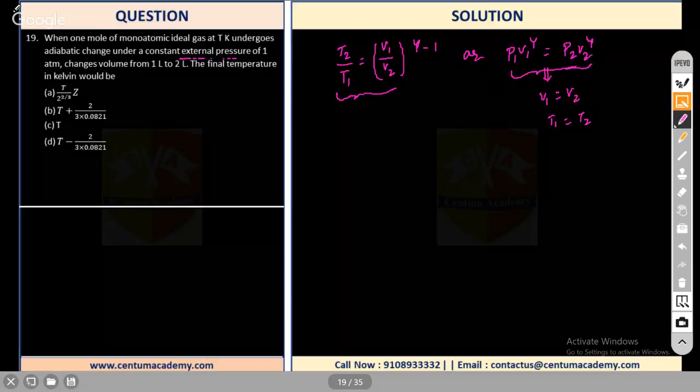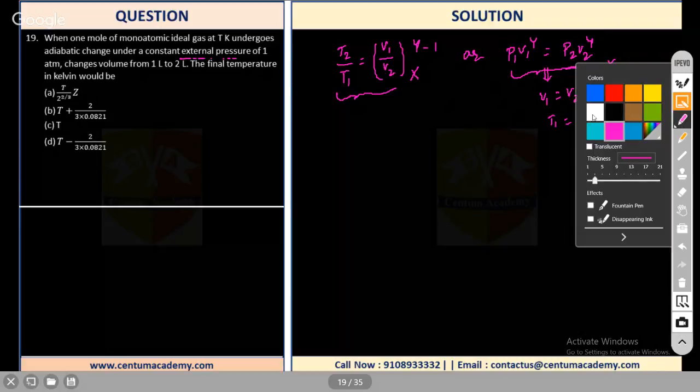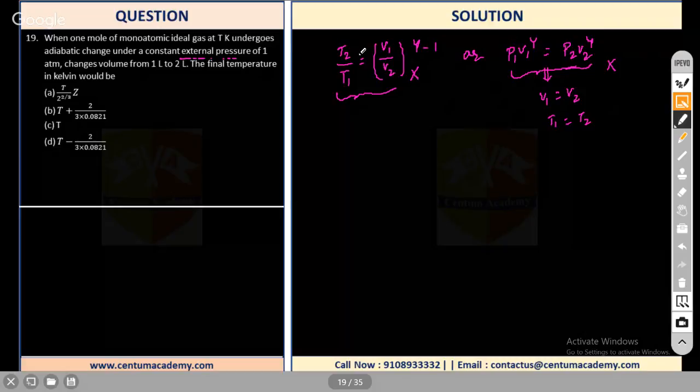Correct? But since there is an adiabatic change with a change in volume also, the temperature cannot be the same. And that is why we cannot use this expression here. Even this we cannot use. We can use this expression when the external pressure is not constant. You understand? Because we can write this relation for temperature-volume, for pressure-volume, for temperature-pressure also.